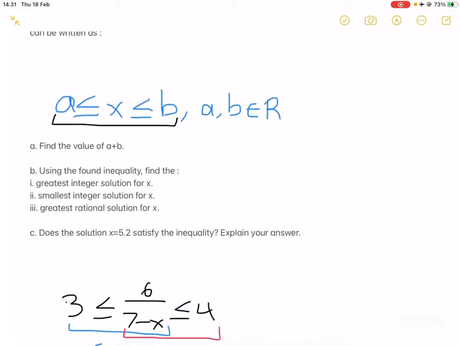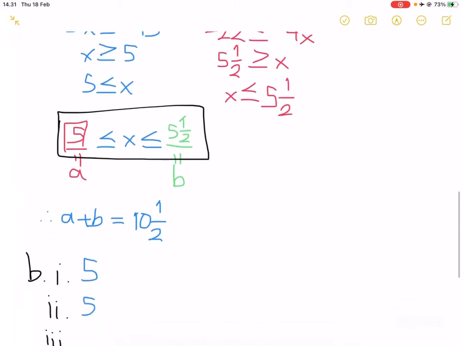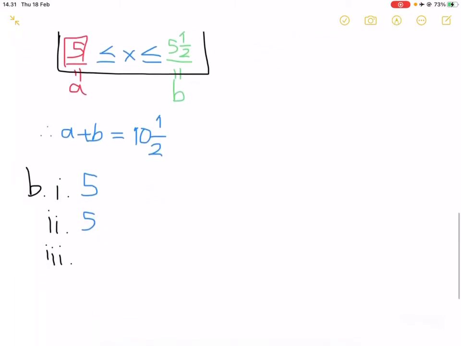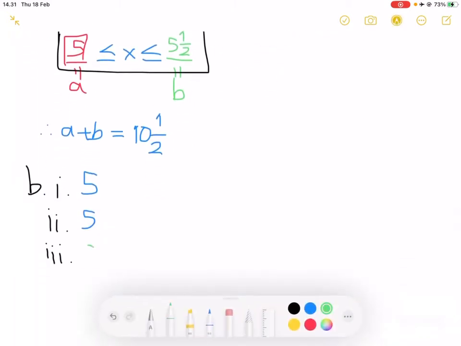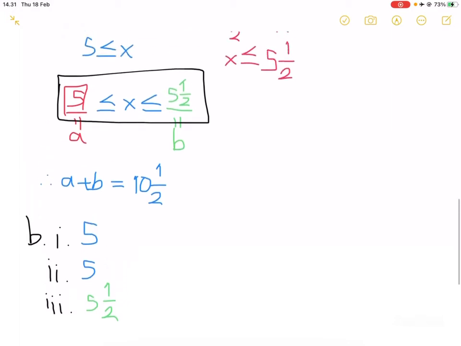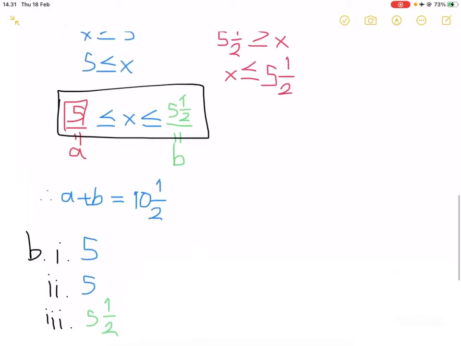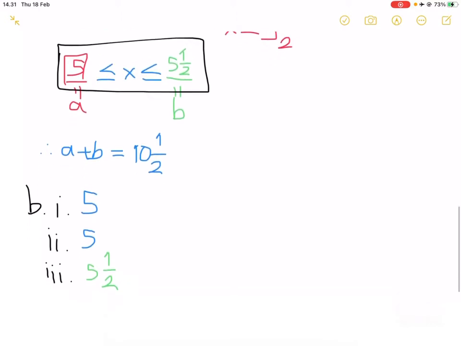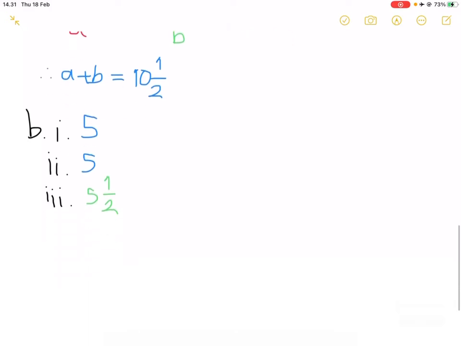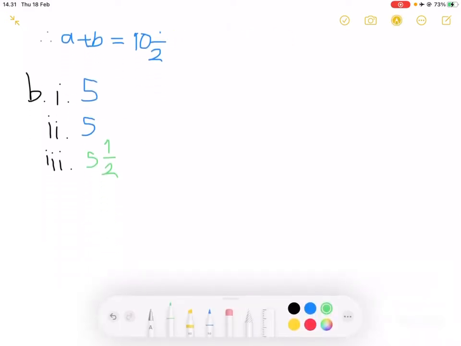We need to find the greatest rational solution for x, which is just simply 5.5, because 5.5 is a rational number, and since we're looking for the greatest, we may just count from the upper bound of this inequality, and we're lucky because the upper bound of the inequality is a rational number, so we get our answer straight away.